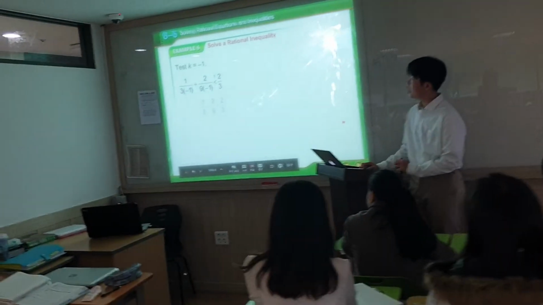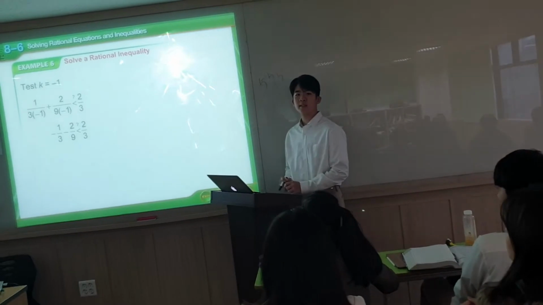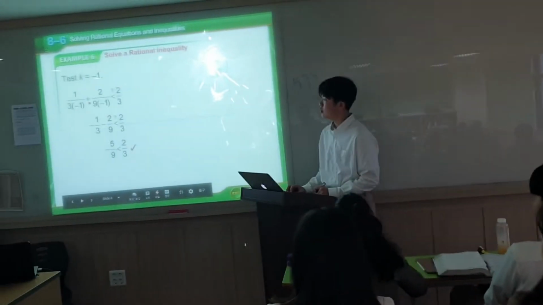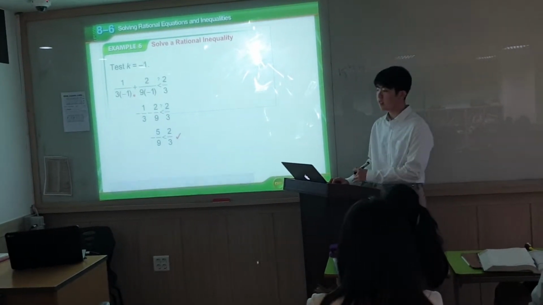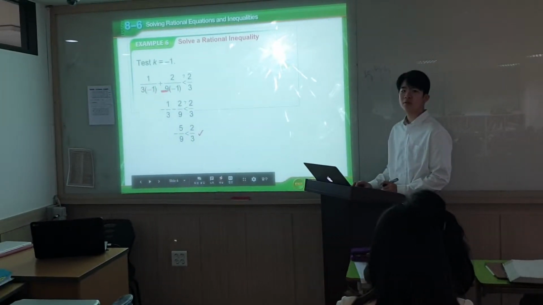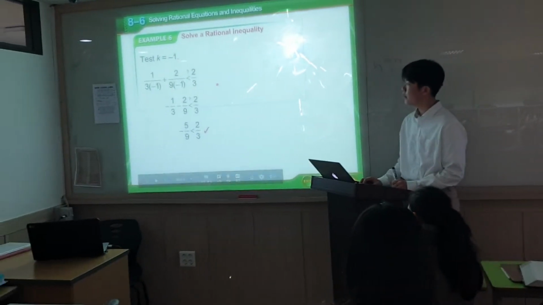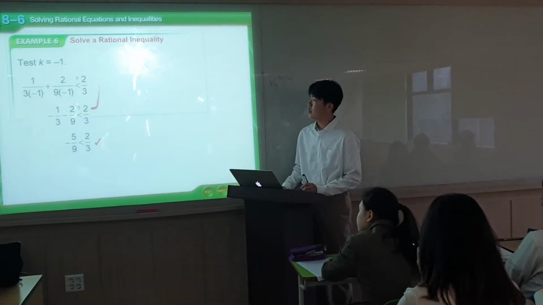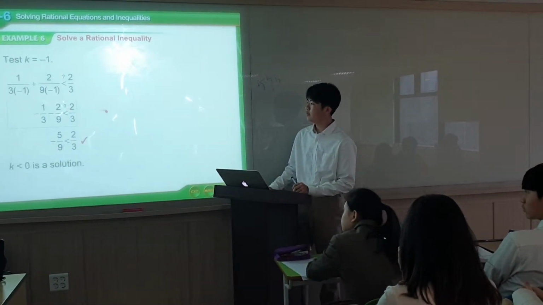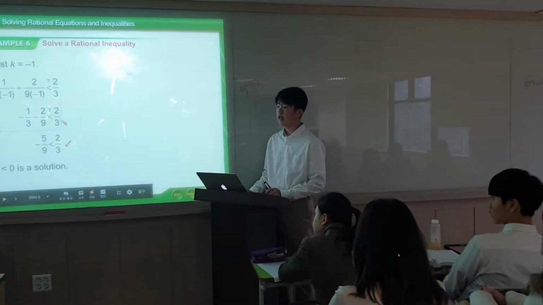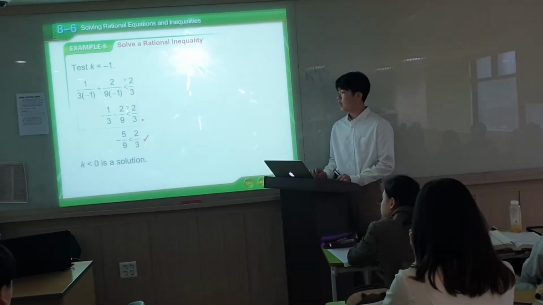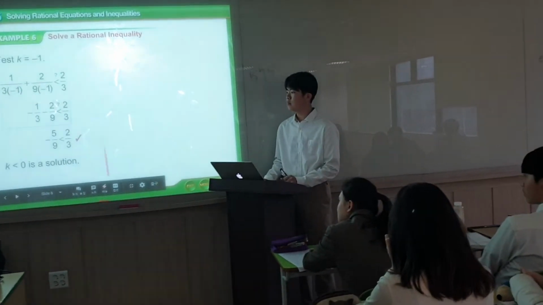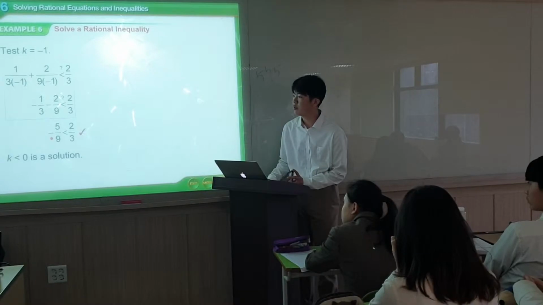So we're gonna try three different numbers here. The first number is gonna be -1. All you have to do is input the value where the k was located. So we include the -1 for all the k values here, and it's pretty simple. You could probably do it with ease, and all you have to do is multiply by -1, and the final value we get is -5/9 is smaller than 2/3. Because this statement is correct and valid, you could simply say that k is smaller than 0 is a solution.